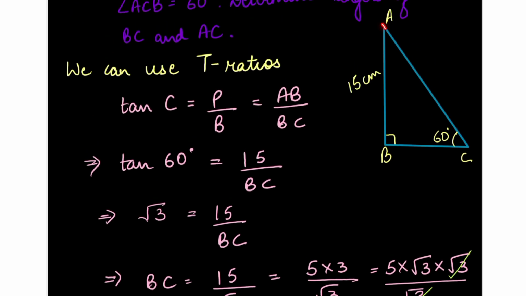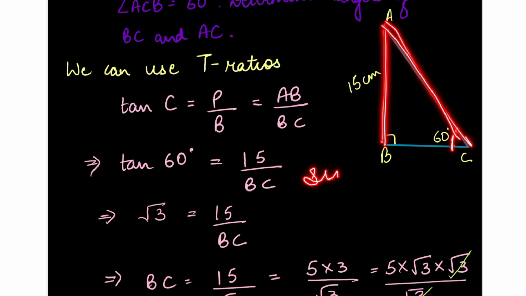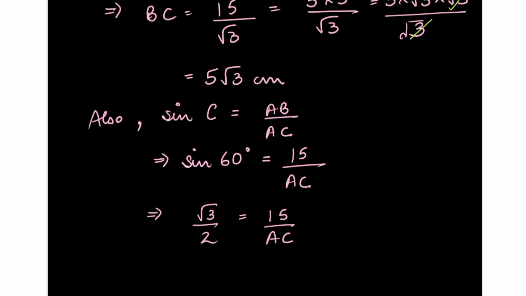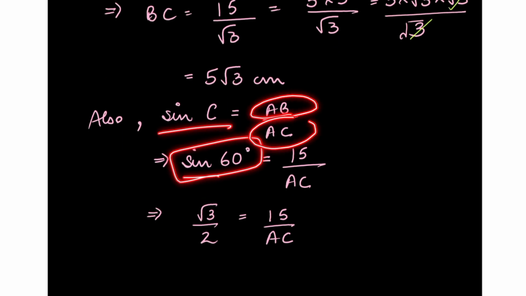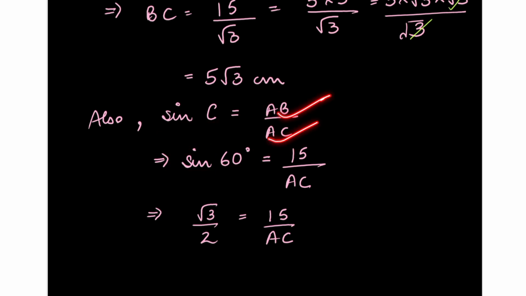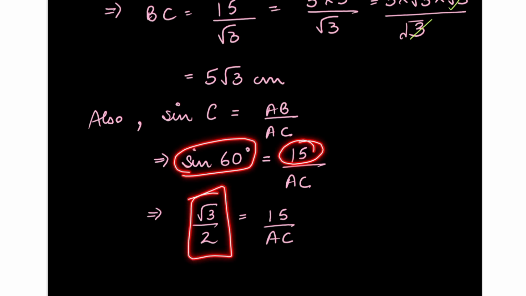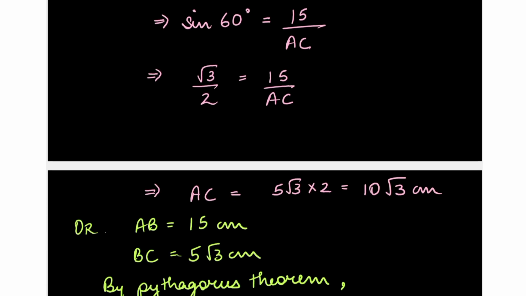Similarly, now we need to find the value of AC, and we have AB. Now we need perpendicular with respect to angle C and hypotenuse. There are sine and cosecant, right? So let's take sine. Sine C, that is sine 60 degree, is equal to perpendicular upon the hypotenuse, perpendicular AB, hypotenuse AC. AB is 15, sine 60 is root 3 by 2. So AC we can find out by reshuffling and solving, which comes out to be 10 root 3 centimeters.